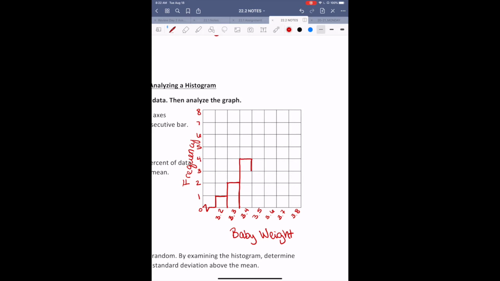So what I want you guys to do, hit the pause button, and create your own frequency table. Make sure you have this down. And then come back once you are finished gathering all of your data and you have finished creating your bar graph.